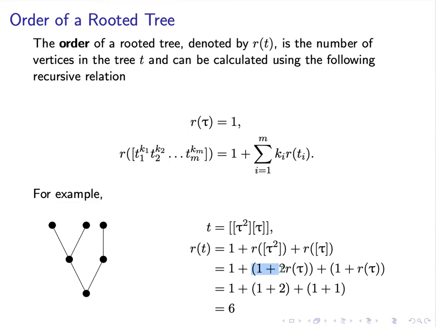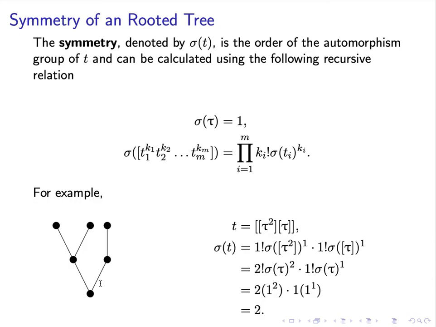So that bracket there is this equation applied to this tree here, and doing the same for the second tree, we have 1 and the child node here only appears once, so it's 1 times the order of tau. Now the order of tau is just 1, so we've got 1 plus 2 times 1, which is 1 plus 2 obviously, and 1 plus 1 here, and this gives us 6. You could also calculate this by simply counting the number of nodes here, but where's the fun in that?